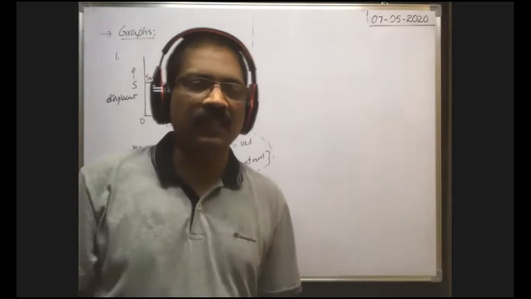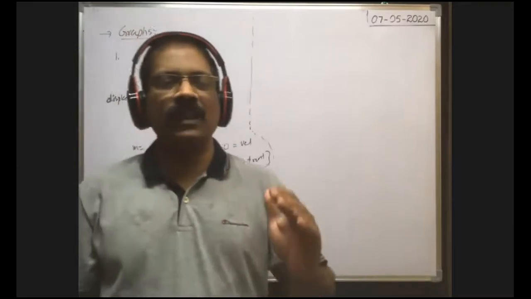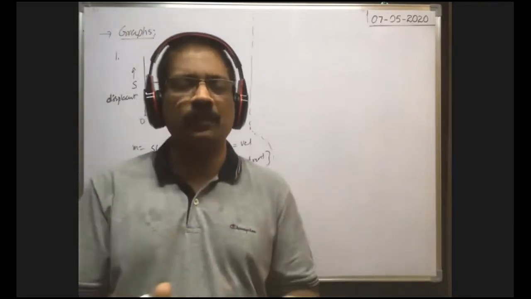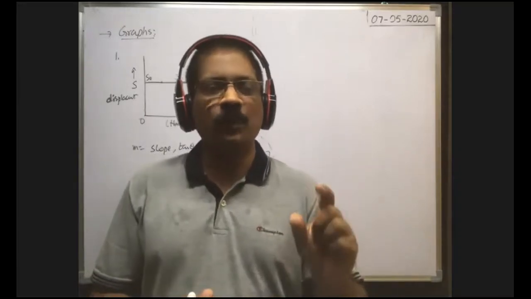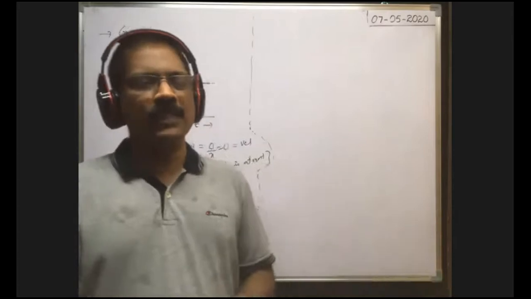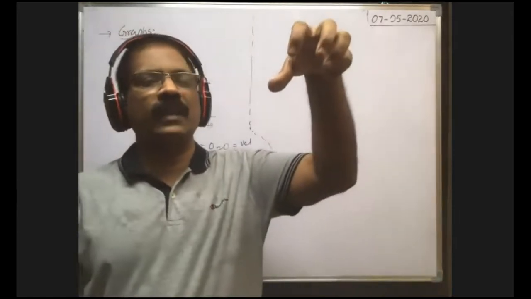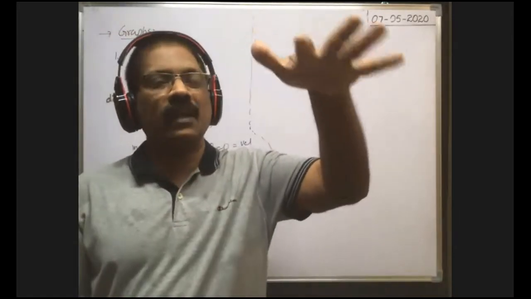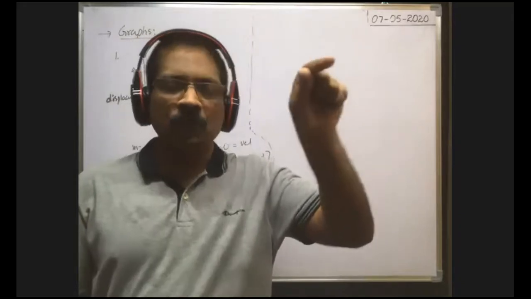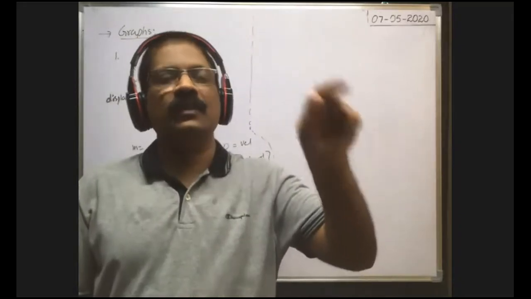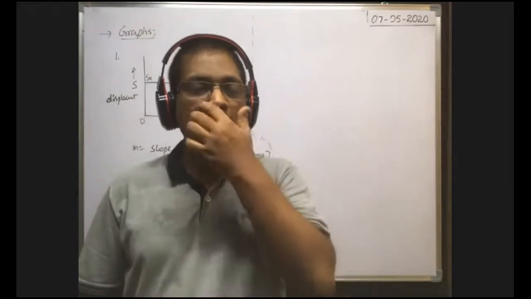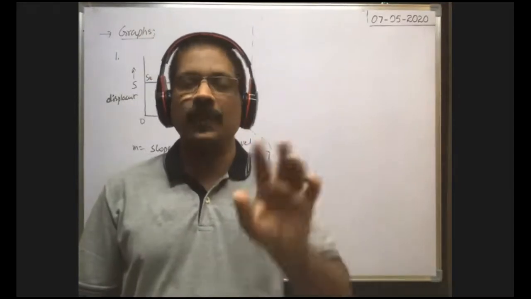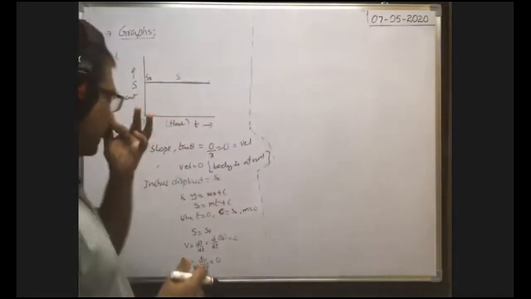Can the body have acceleration even if velocity is 0? Yes, it is possible. Even though the velocity of the body is 0, the body possesses acceleration. What is the example? When the body is dropped from a certain height, at the instant it is dropped, even though velocity is 0, due to the gravitational force acting on the body, it possesses acceleration. That's why whenever the velocity is 0, the acceleration need not be 0. Okay. Next, one more graph.